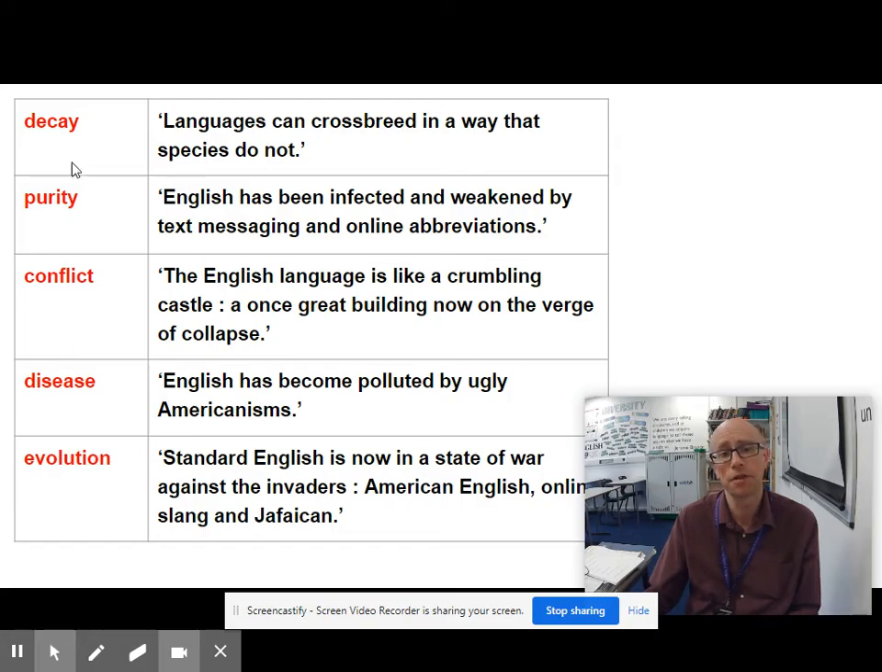Little exercise for you to do here. So here are 5 discourses on the left, and on the right hand side you have to find the quotation that best links in with that particular discourse. I would invite you to pause the video there and link the red left hand discourse with the right quotation. Have a go!